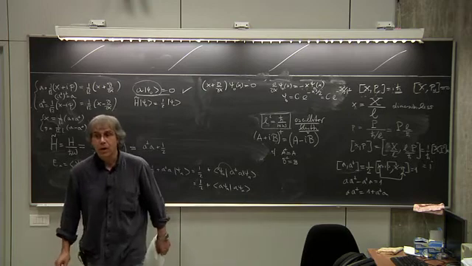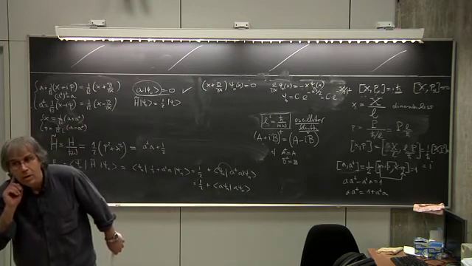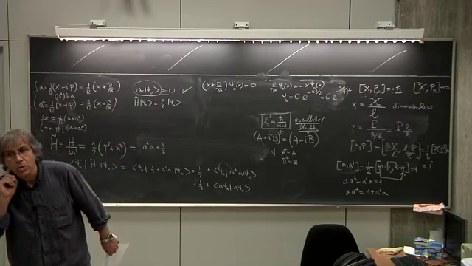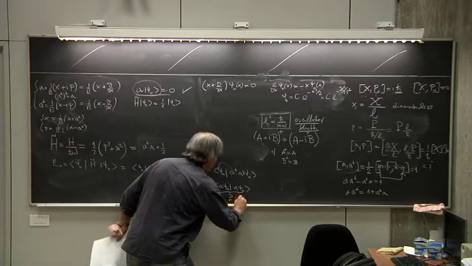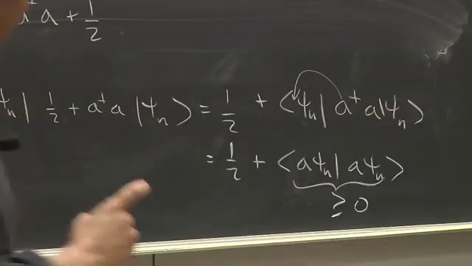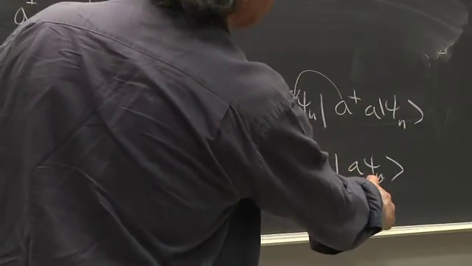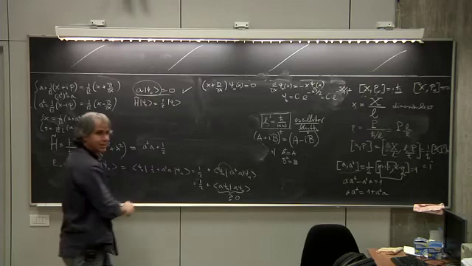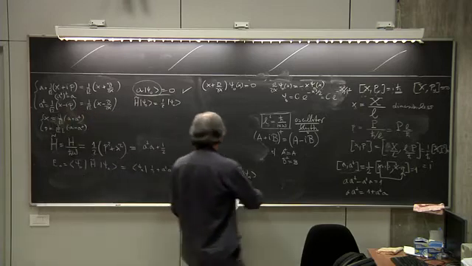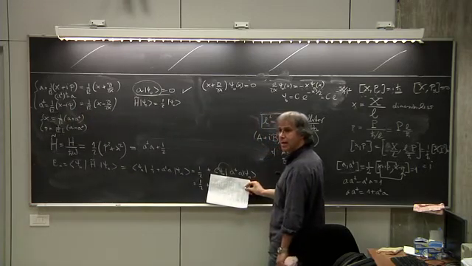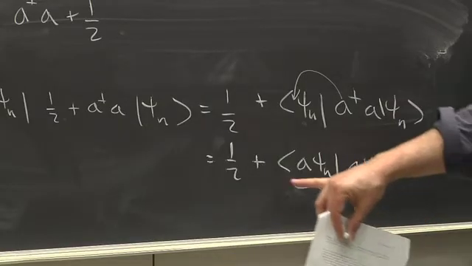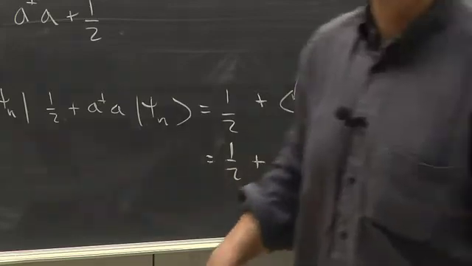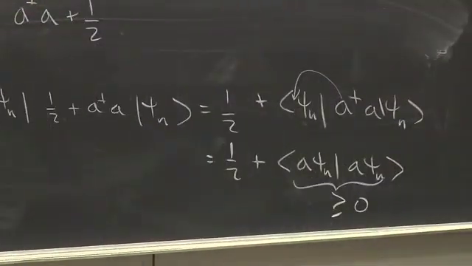It is positive, exactly. Or 0, obviously. 0 if A annihilates psi, which is the case of psi 0, in fact. So the case where it is 0 is what we have done already. In general, it's positive. So this is the lowest one. So this is a proof that this is the ground state.